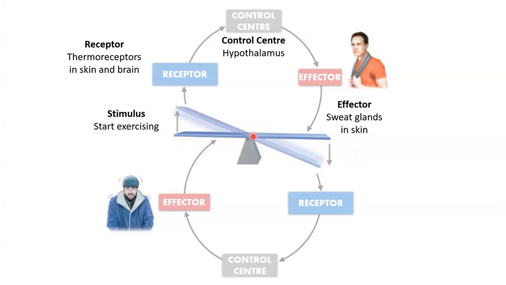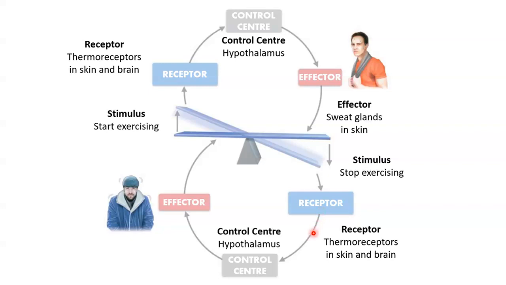We're back at homeostasis. However, the person then stops exercising, but now they're sweating. The receptor, again those thermoreceptors in the skin and in the hypothalamus in the brain, detect the core body temperature is too low. This information travels along the afferent, A for afferent, A for arriving at the control center pathway. The control center is our hypothalamus. Again, that takes in all the information from the receptors and decides what to do about it.